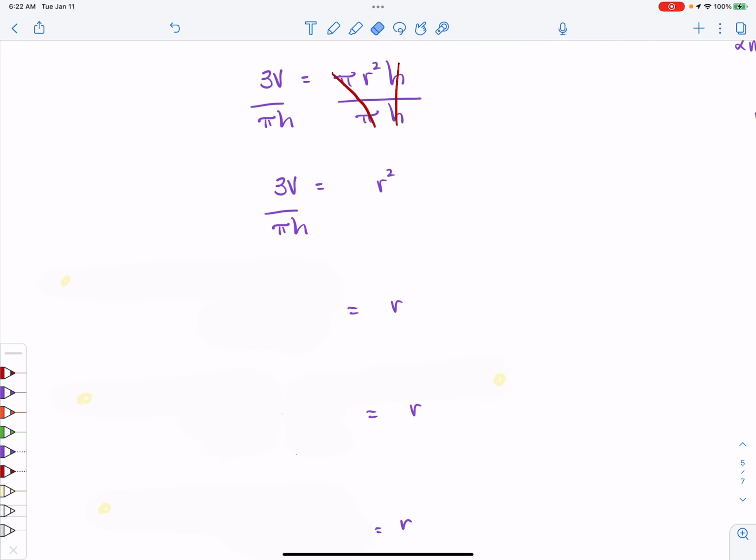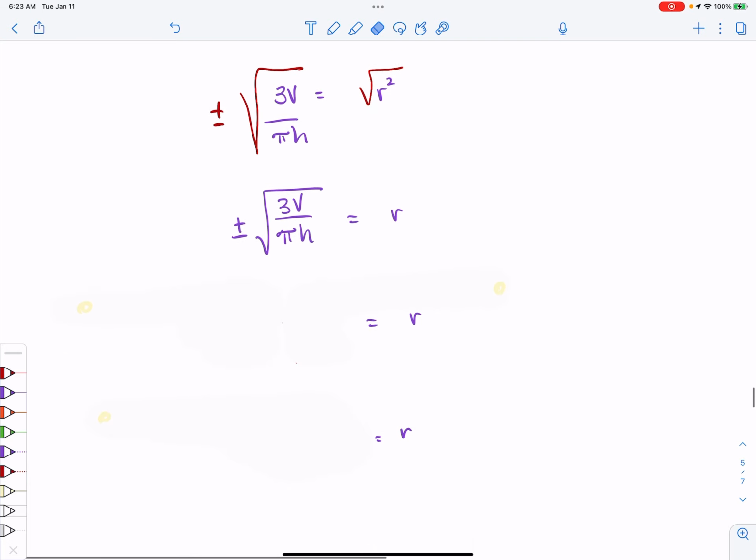The next thing I'll do is get rid of that square. So I'm going to square root both sides. But remember, anytime you square root both sides, don't forget the plus or minus. All right, so this is what I'll have now. My r is alone, but there's a problem here.